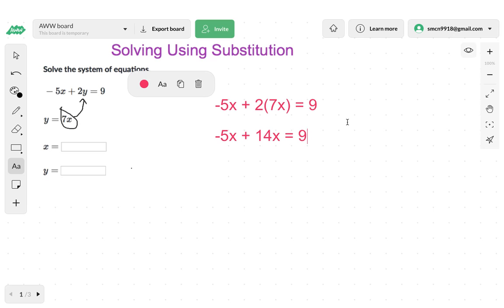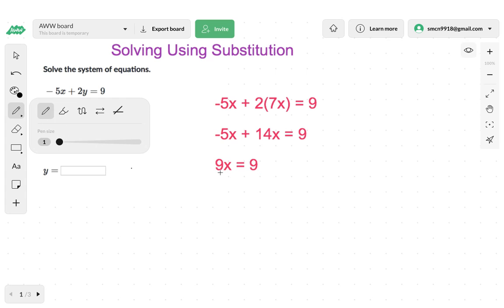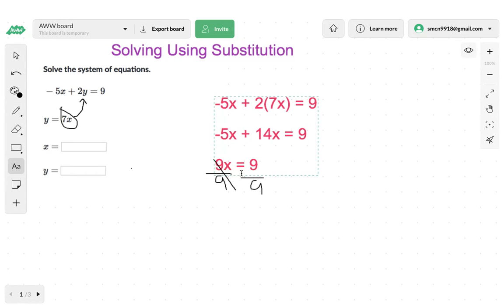I'm going to continue to solve. If you see, this is on the left side of the equal sign, so I can just combine like terms. So I'm going to do 14 minus 5, which gives me 9x. I'm going to bring down my 9. And then I'm going to divide by 9 on both sides, and I'm going to get x equals 1. Right, so we have the value of x.